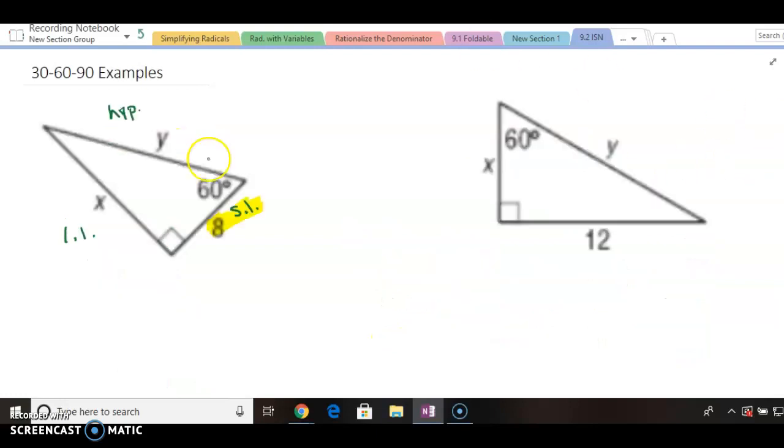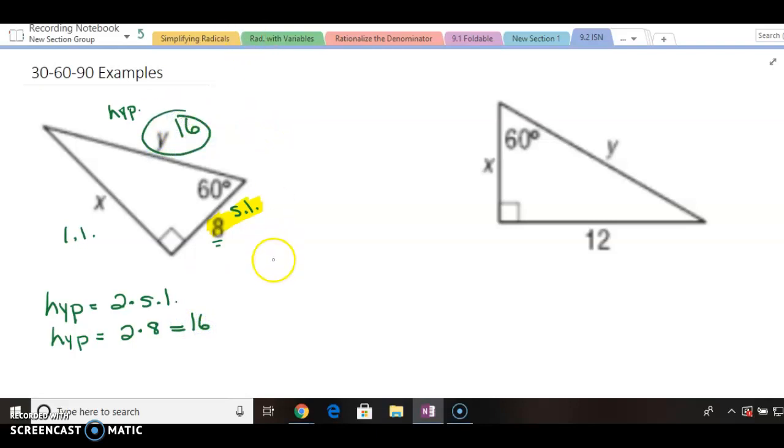Okay, so my hypotenuse is just 2 times my short leg. Well, guys, my short leg is 8. So my hypotenuse is just 2 times 8, which is 16. So my hypotenuse is 16, my y equals 16.